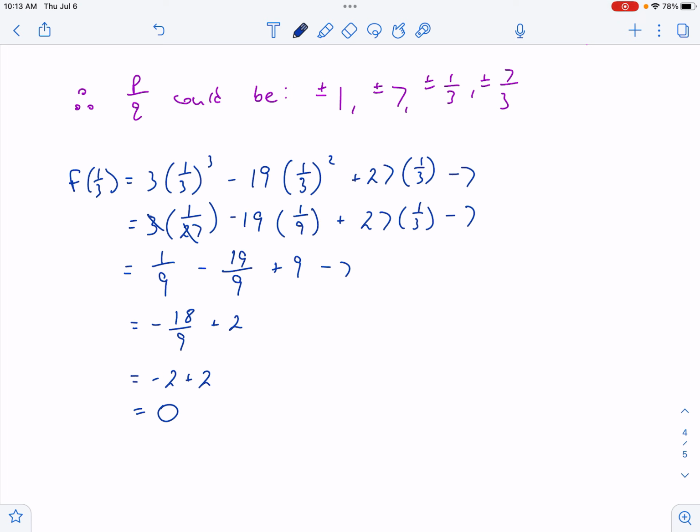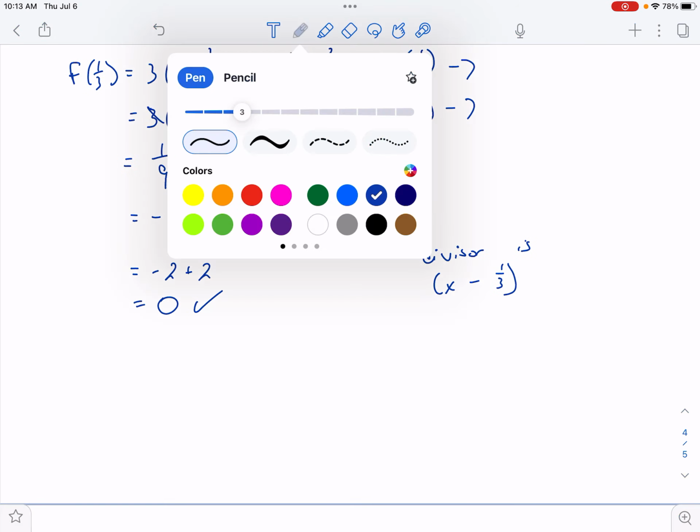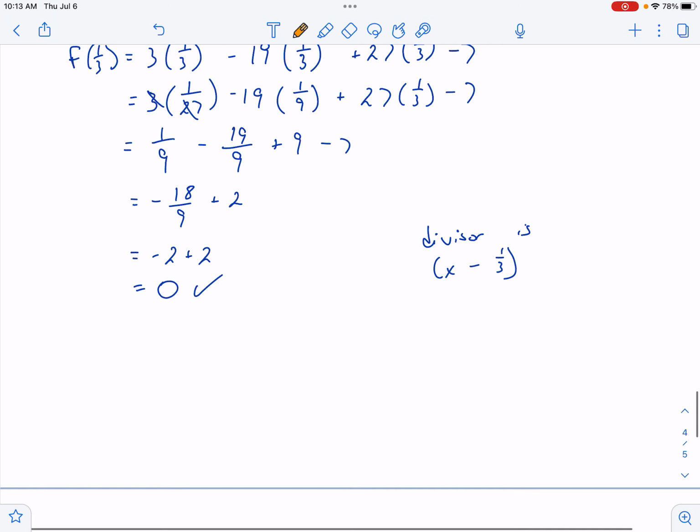Okay? If 1 over 3 hadn't worked, you would have checked negative 1 over 3 and then 1, and then go through your fractions a little bit more. We now know our divisor is x minus 1 over 3. Okay, now we need to divide. Let's go ahead and do that. I'll do it in purple. Be consistent. Purple. There we go.